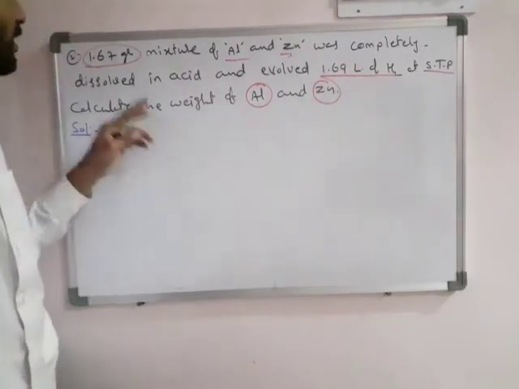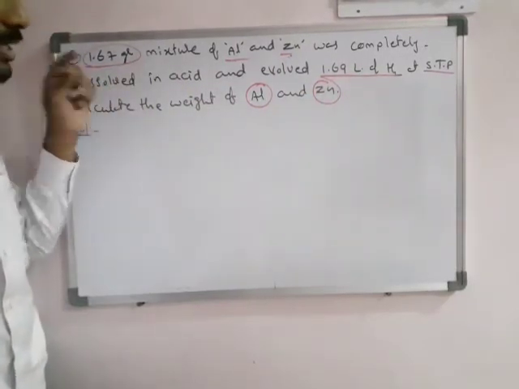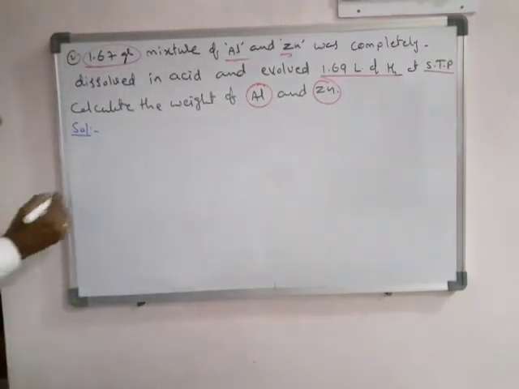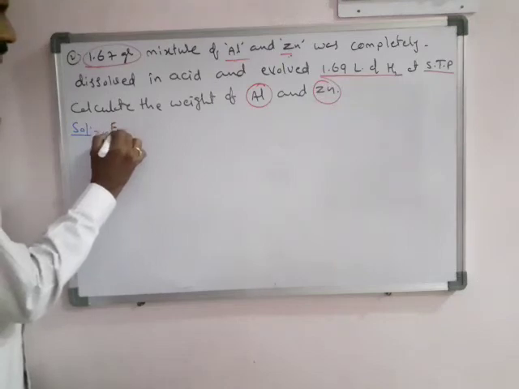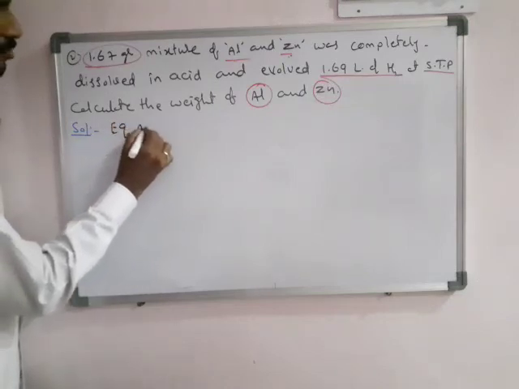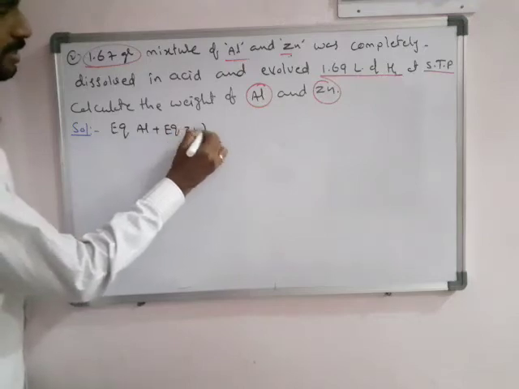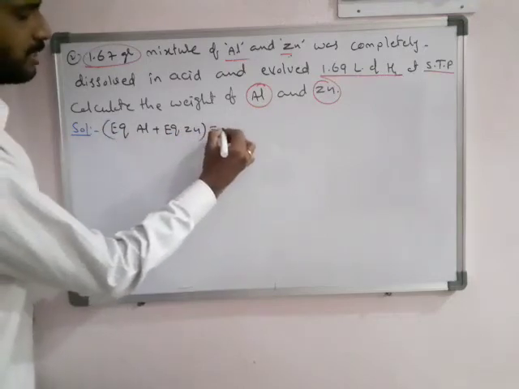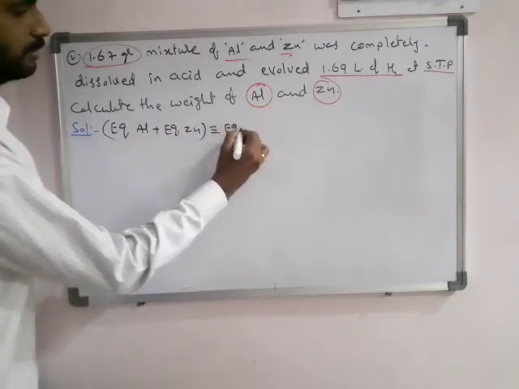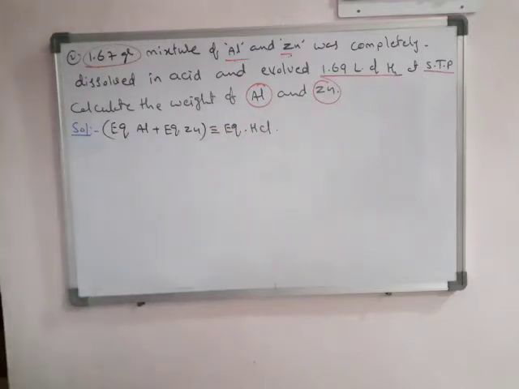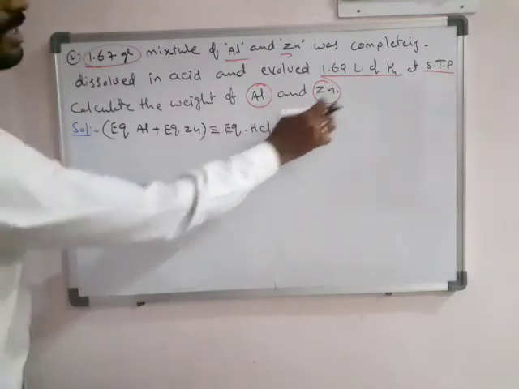So it is given in terms of weight, not in terms of volume. So here we can write equivalence of aluminium plus equivalence of zinc must be equal to the equivalence of HCl, or exactly equal to the equivalents of the information given about H2.